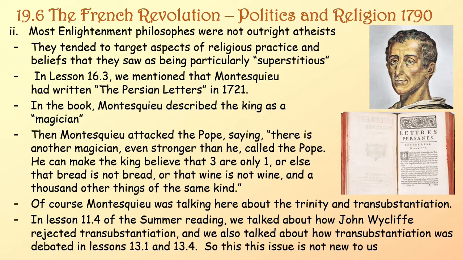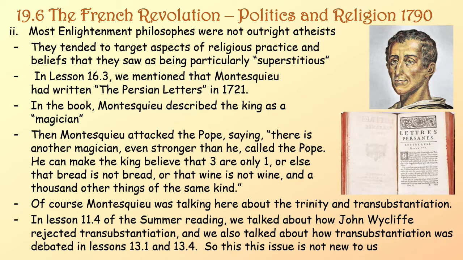In Lesson 16.3, we mentioned that Montesquieu had written the Persian Letters in 1721. And in this book, Montesquieu described the king as a, quote, magician. And then Montesquieu attacked the Pope, saying this, quote, "There is another magician even stronger than he, called the Pope. He can make the king believe that three are only one, or else that bread is not bread, or that wine is not wine, and 1,000 other things of the same kind." Of course, Montesquieu was talking here about the Trinity and transubstantiation.